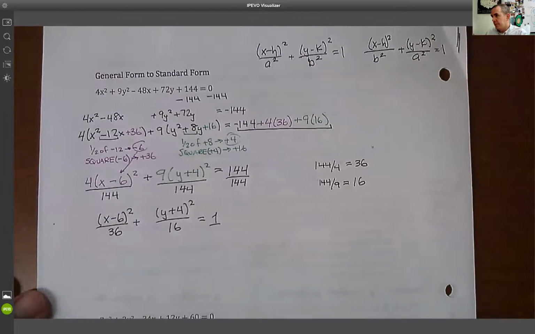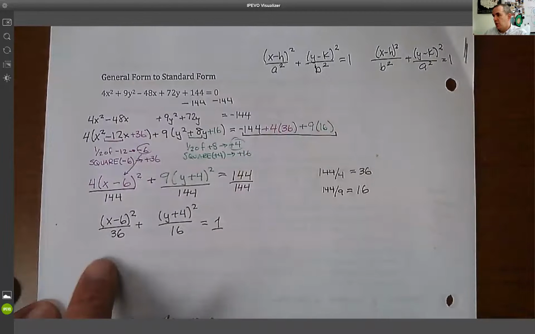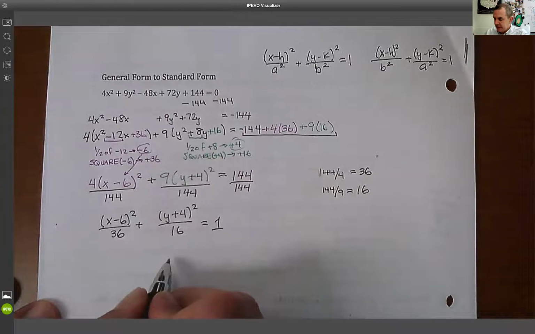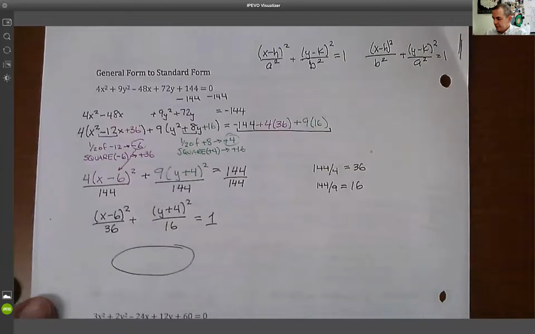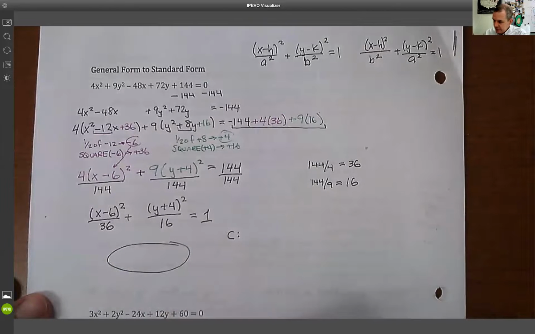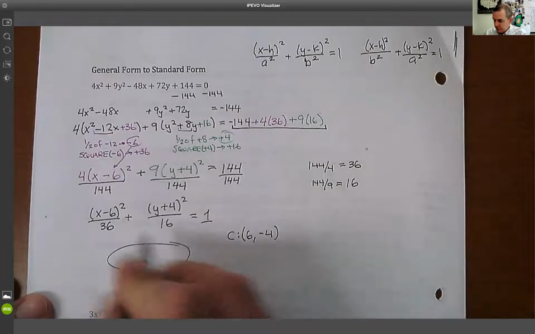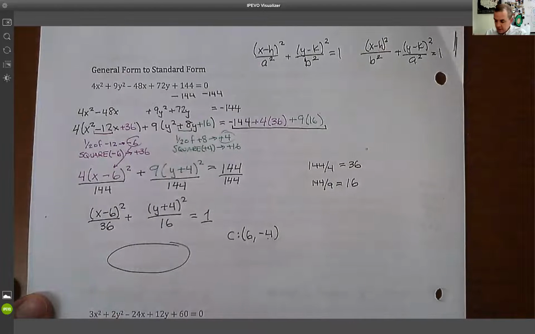There's your standard form. And if you look at it, what we're going to say is, oh, the bigger one is under the x, the bigger a is under the x. This tells me that this is going to be an ellipse that looks like that. It's going to be centered at, pull the 6 out, (6, -4). So I pull the 6 out, it's a positive 6. I pull the positive 4 out, it's a negative 4.